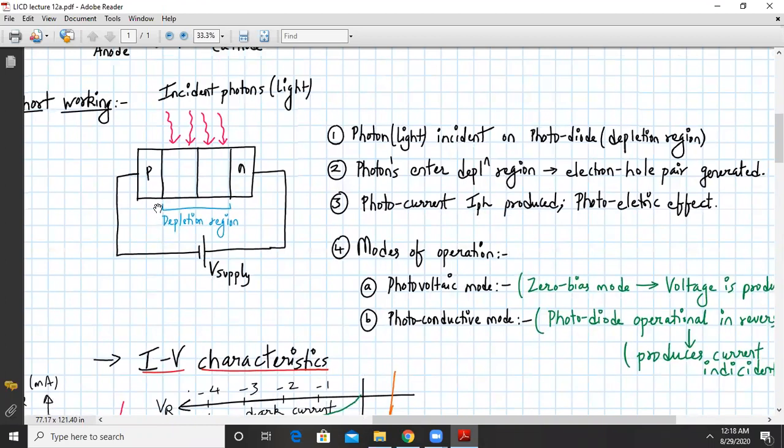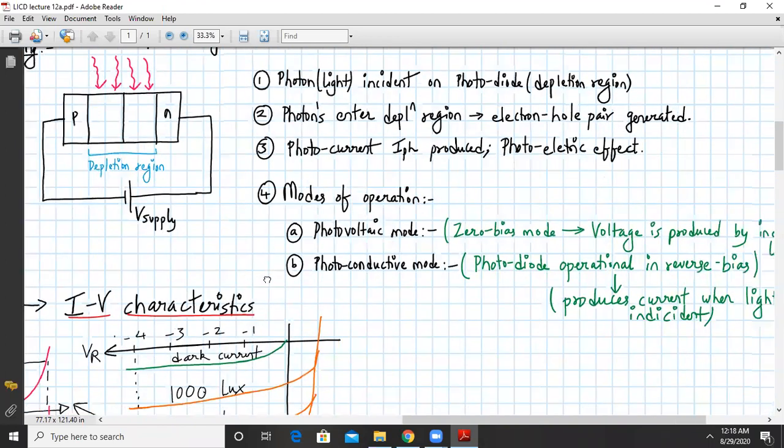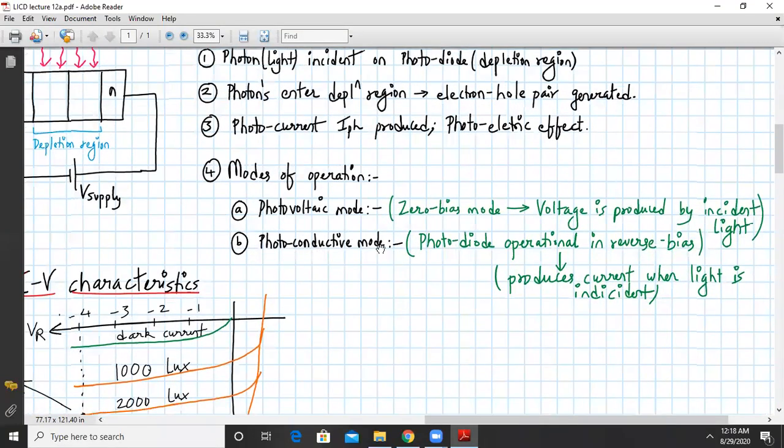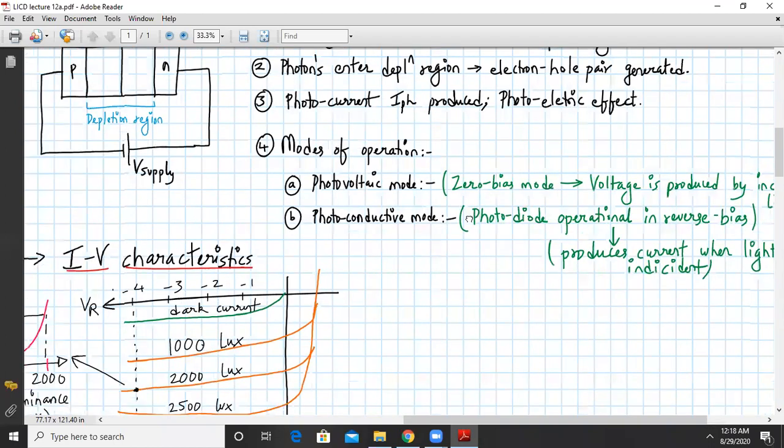And note that the PN junction over here is in reverse bias, and the light is allowed to shine on the depletion region. There are two modes of operation: photovoltaic mode and photoconductive mode. In photovoltaic mode, the voltage is produced by the incident light, and in the photoconductive mode, it produces current when the light is incident on it. Basically, in this photoconductive mode, the photodiode is operating in reverse bias.